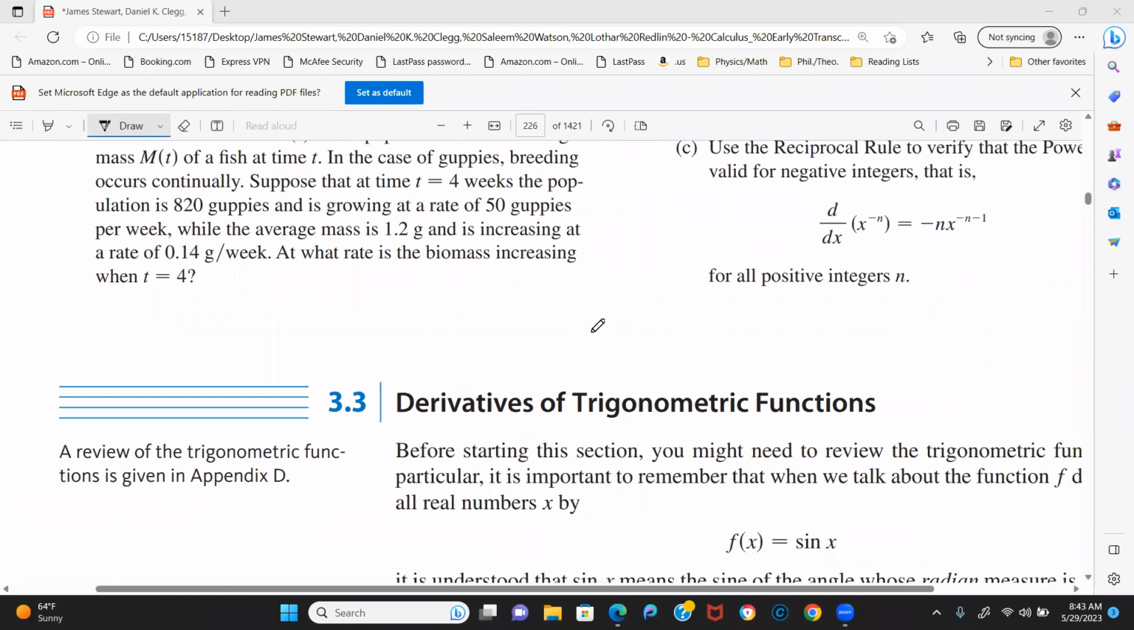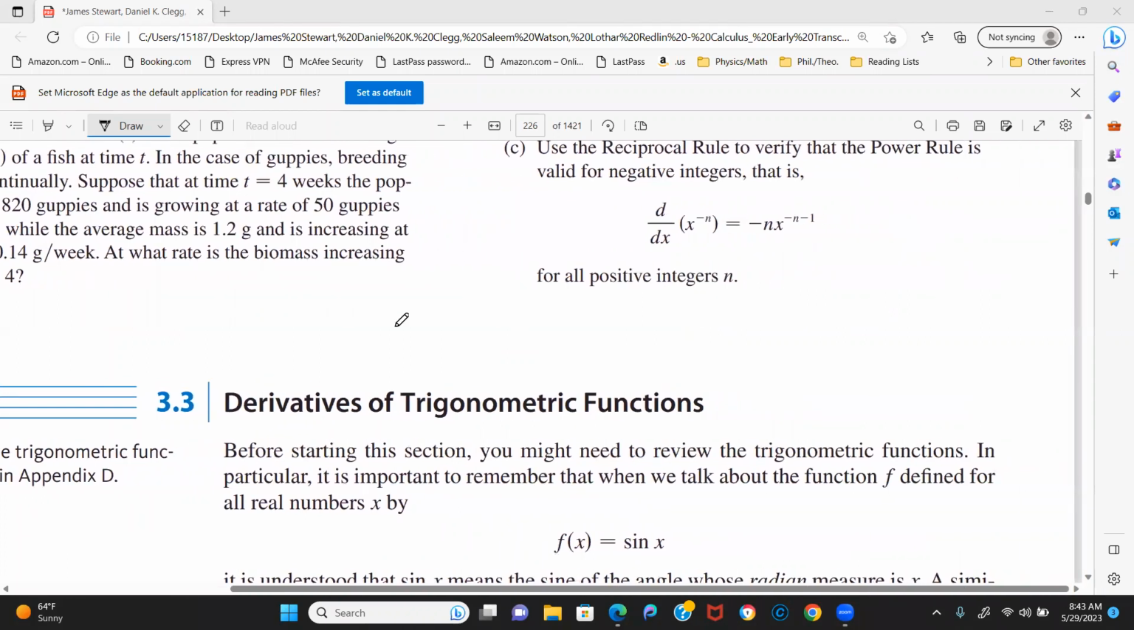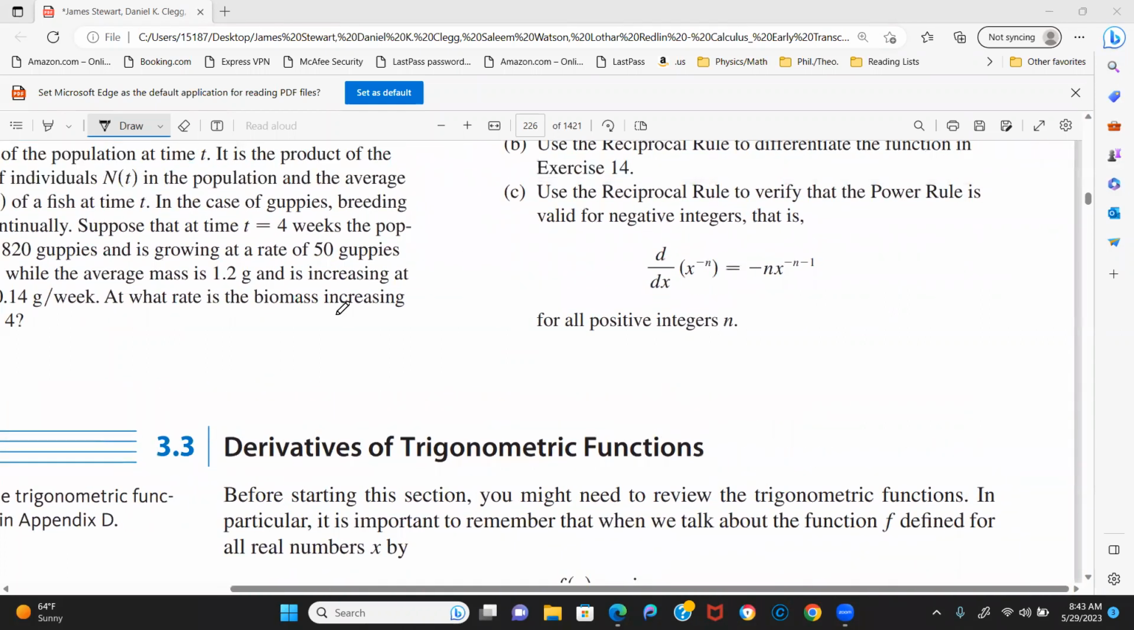So what we're going to do is take our two basic building blocks for these trig functions, the sine and the cosine, because we know that the tangent is the quotient of sine and cosine, and the other trig functions, secant, cosecant, cotangent, are just reciprocals. So as soon as you know sine and cosine are differentiable, and you know what their derivatives are, you can deduce the derivatives of all the other trig functions.